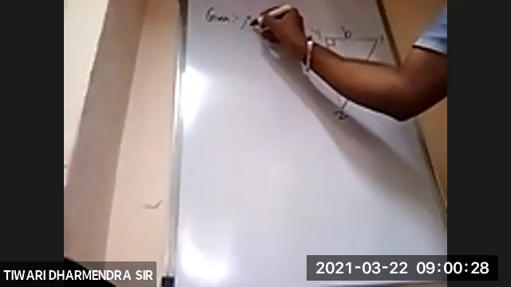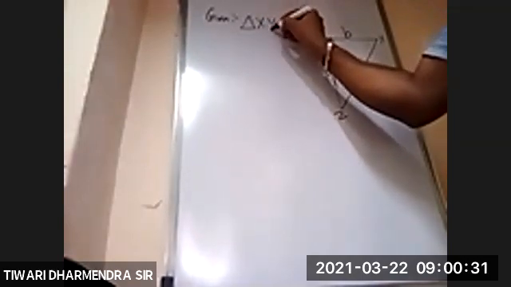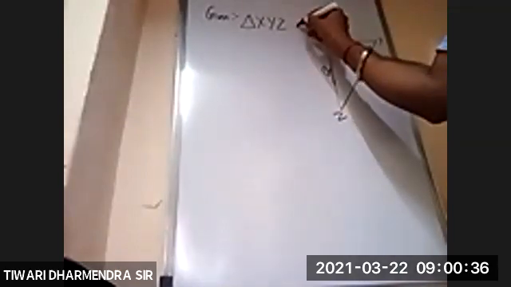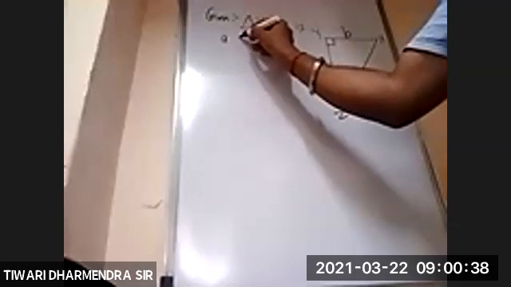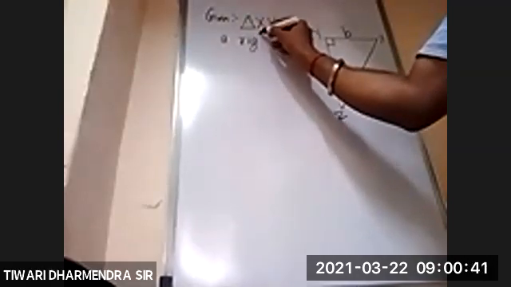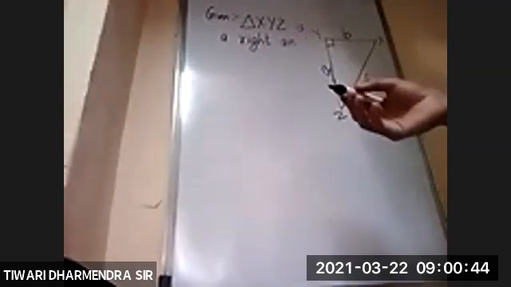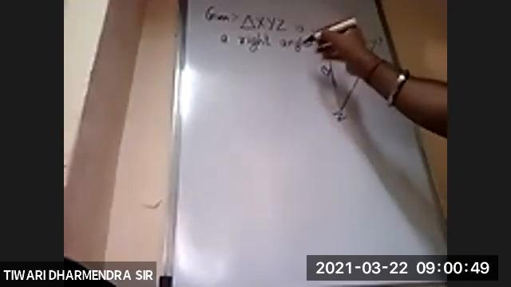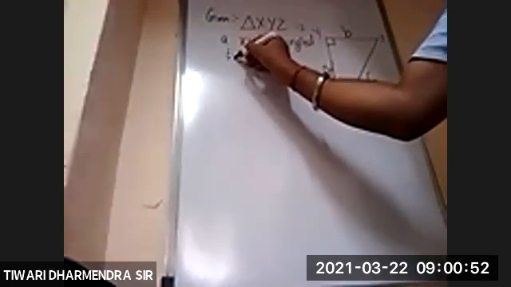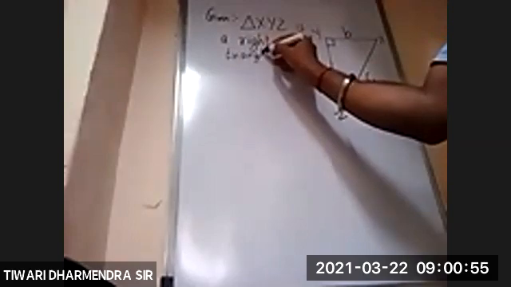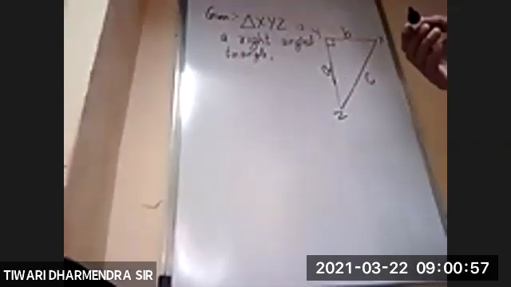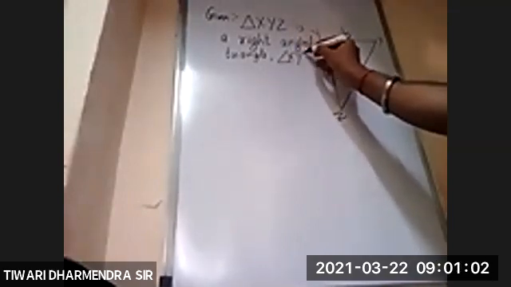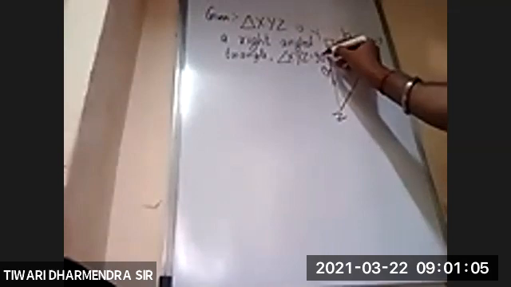Triangle XYZ is a right angled triangle. What else have they given? They have said angle XYZ is equal to 90 degrees.